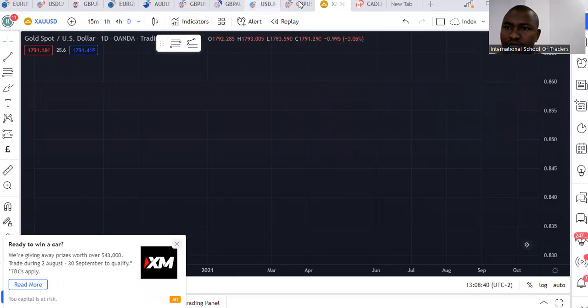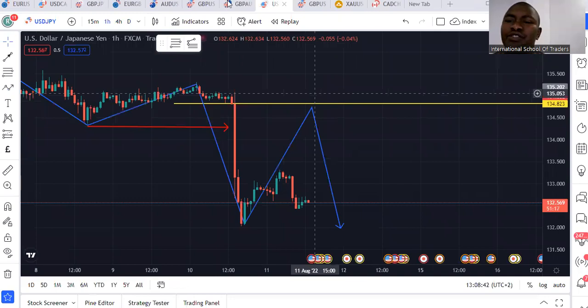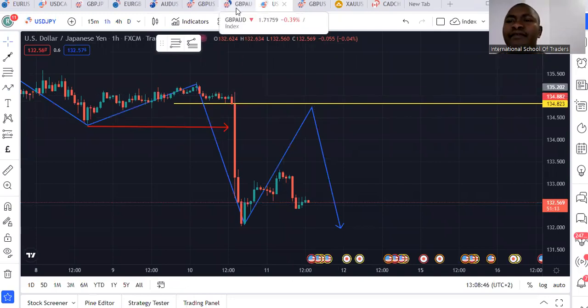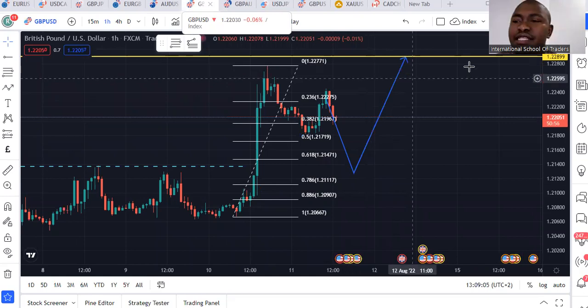So just to recap, USD-JPY is expected to reach these levels and change direction towards the downside. We are going to send a signal if that does happen according to our plan. Then GBP-USD is expected to retrace a little bit around the 61.8, and then we can target previous areas of resistance around 1.22899, right?